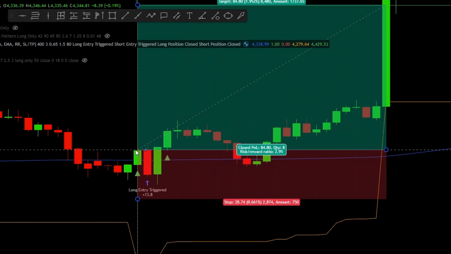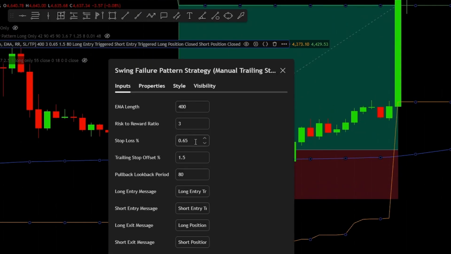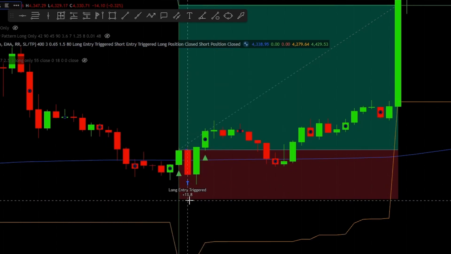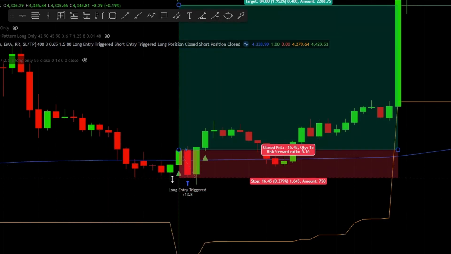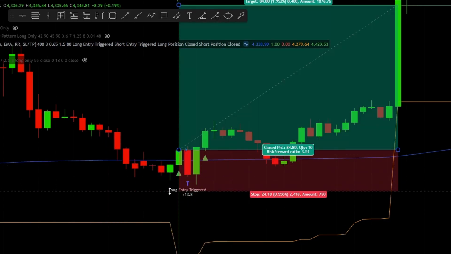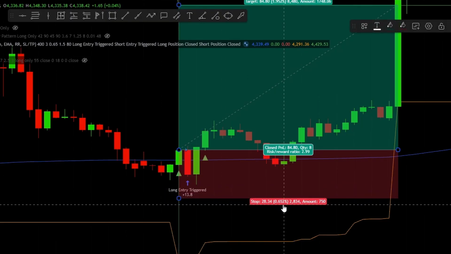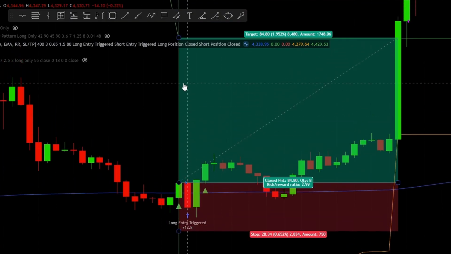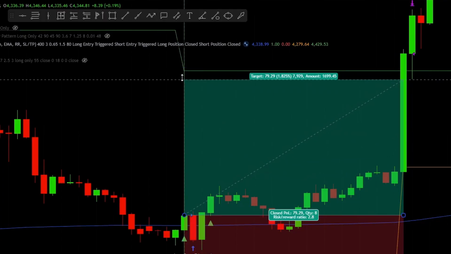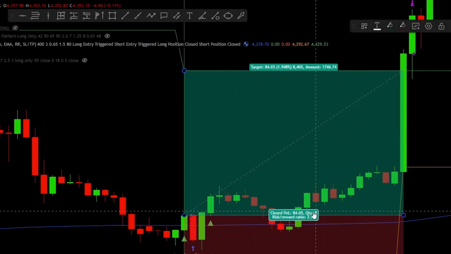Entry at the close of the signal candle or at the open of the next candle. Stop loss will be placed at a 0.65% distance. So when you're using your position setup tool, just measure 0.65. That is around there, 0.652. And the take profit will be at a 1-to-3 risk to reward ratio, which is around there.